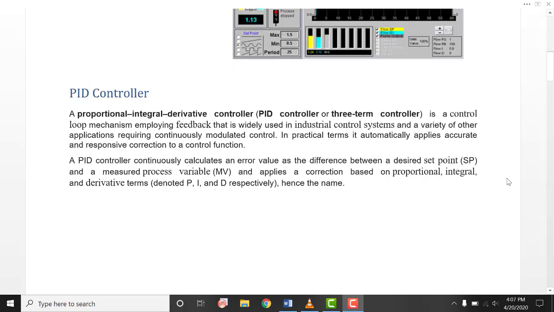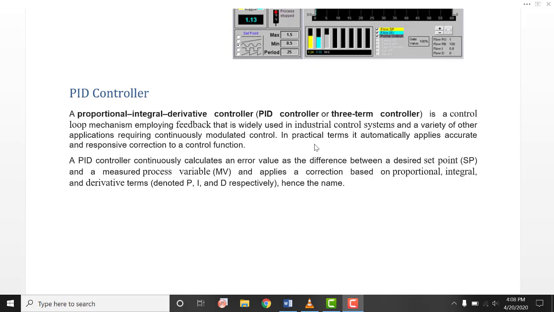A PID controller is also called a proportional integral derivative controller, as explained by its name. P stands for proportional, I stands for integral, and D stands for derivative control mode. It is also called a three-term controller, which is used to collect some input data, process it using different modules, and then output it.